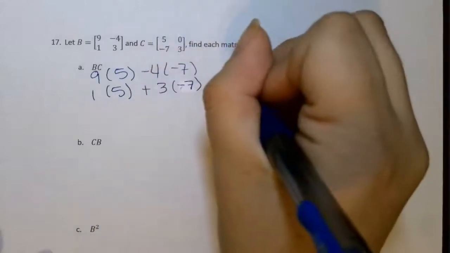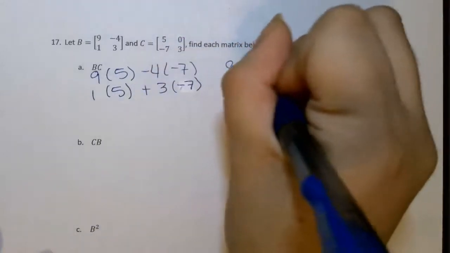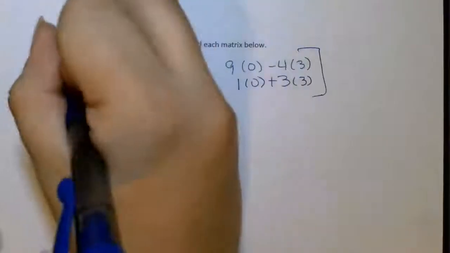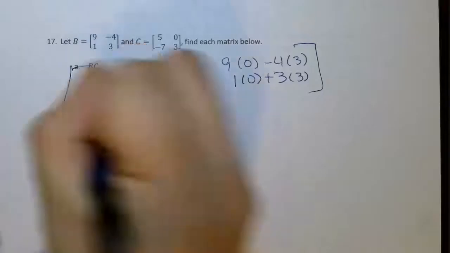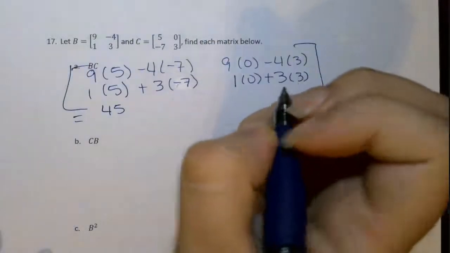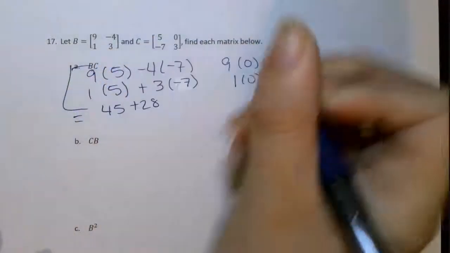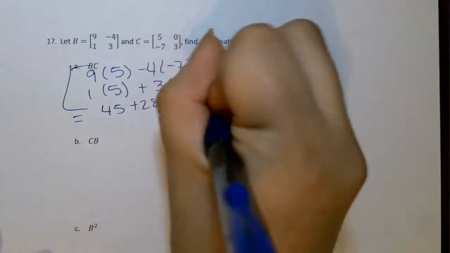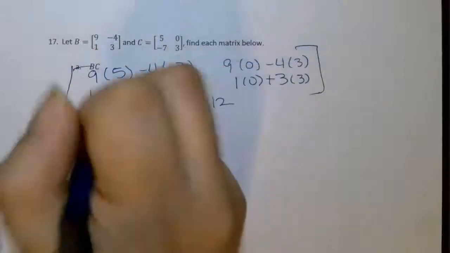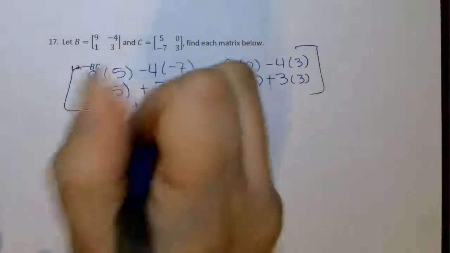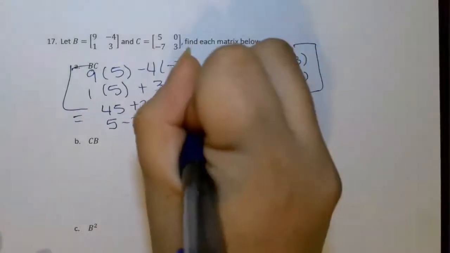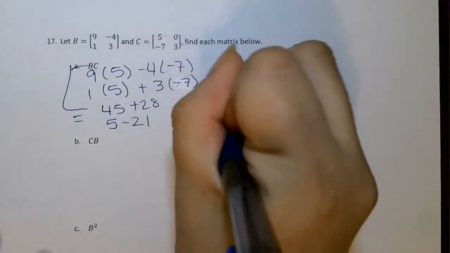And then over here, I have 1 times 0 plus 3 times 3. Then I just want to simplify those. So 9 times 5 is 45. Negative 4 minus 27 is 28. 9 times 0 is 0. Negative 4 times 3 is negative 12. 1 times 5 is 5. 3 times negative 7 is negative 21. 1 times 0 is 0. 3 times 3 is 9.